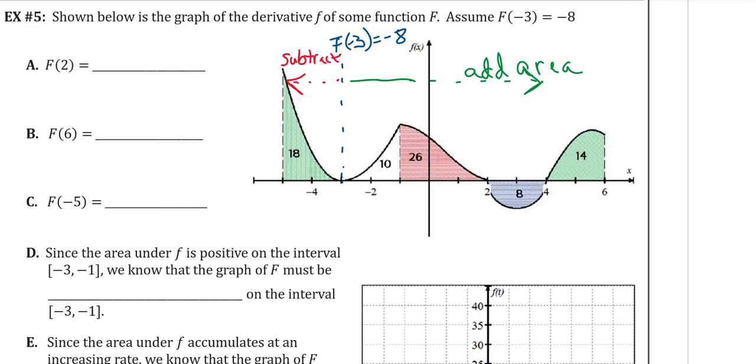Okay, so if we're looking for F of 2, what we're going to have is, we're starting here at negative 8. That's our starting value. That's how we're going to look at that, as our initial value. So this is our initial value.